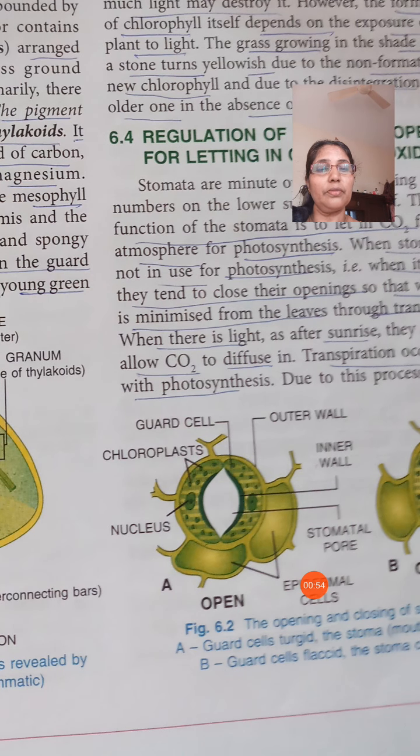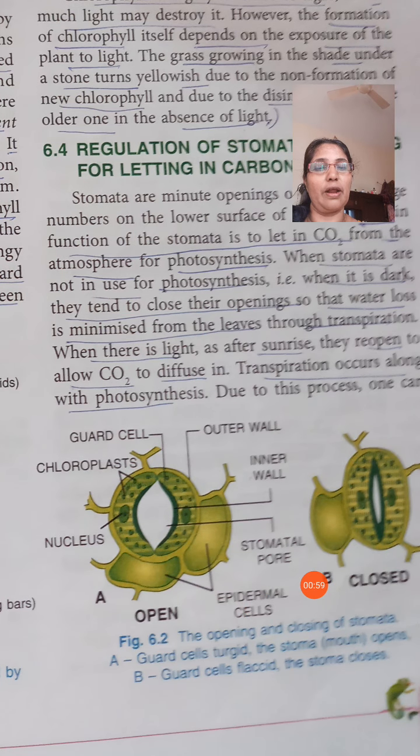Then in the surrounding area around that structure, epidermal cells are there. Stoma, guard cell, and epidermal cells are the three labels that can be given to this diagram. Three labels, it is very important.